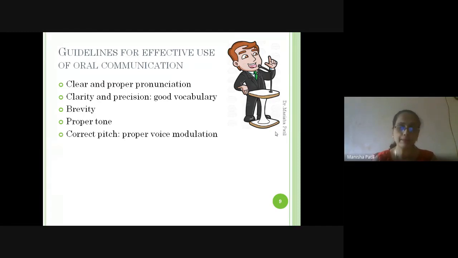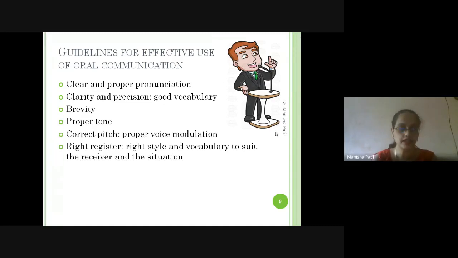Next, correct pitch. What is pitch? It is the proper voice modulation. Whether you are shouting or whispering, when you shout the voice is loud, when you whisper in the ear the voice is soft. This is nothing but proper voice modulation. It is correct pitch. Whether it is high pitch or low pitch, it will depend on the context of your speech.